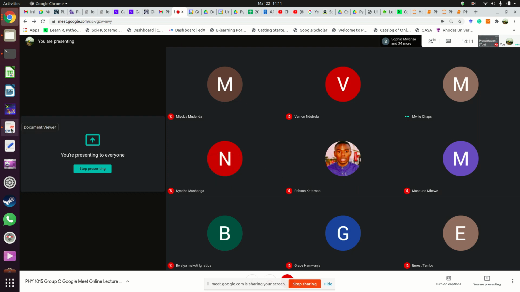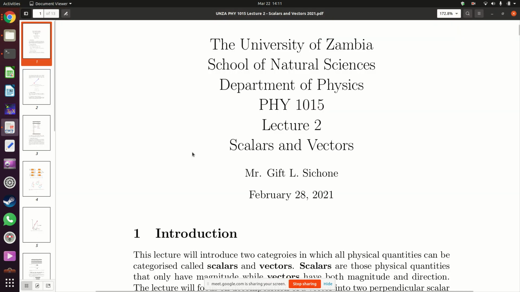So there are physical quantities which only have size. For example, mass. Mass has got size, but the mass of a particular object does not have direction. So we can say this particular object has a mass of 5 kg, but mass does not come with direction.